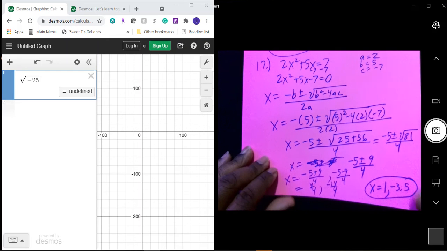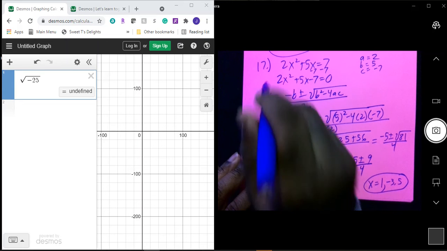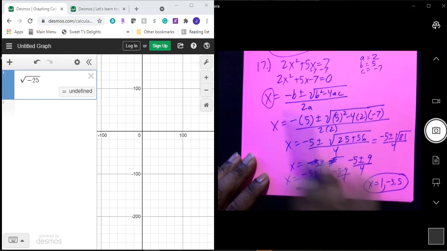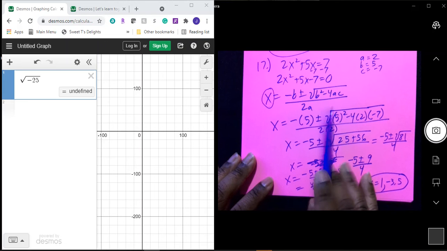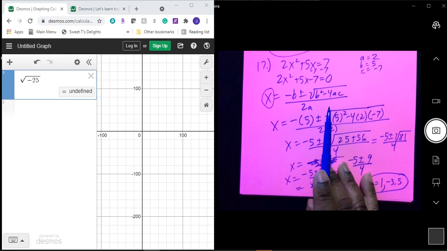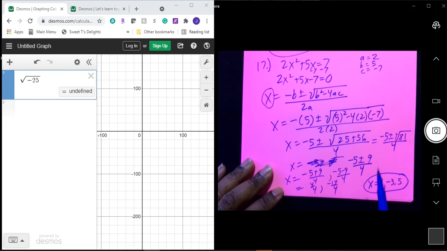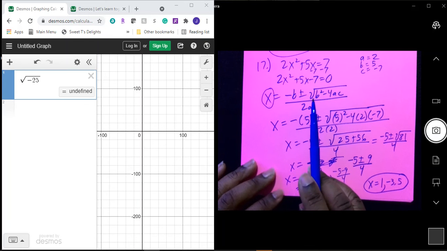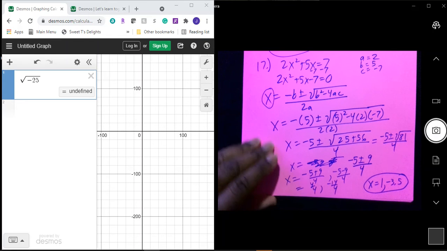Now, they did ask us to prove that no real solutions means no x-intercepts. To prove that, look at this x value, where x is equal to the quadratic formula. Since x is equal to this when y is equal to 0, whatever answer you get here is the x-intercept. If there's an undefined answer here, that means there is no x-intercept. That's what they wanted you to know and see.